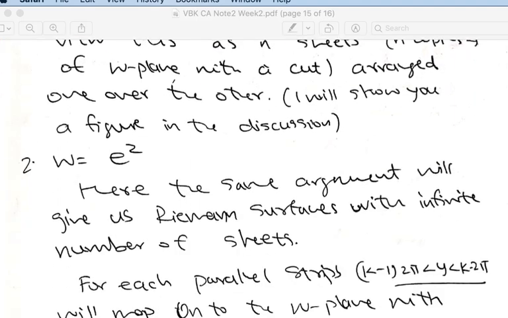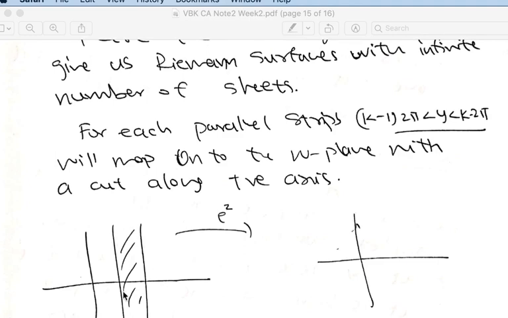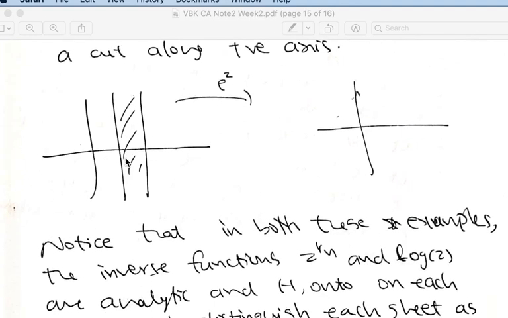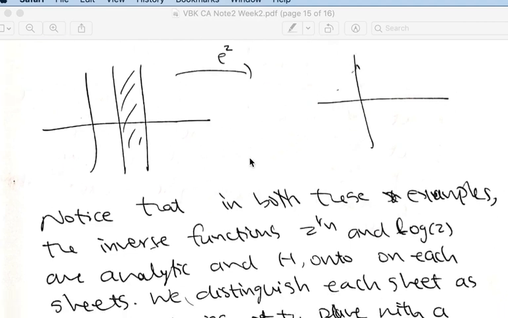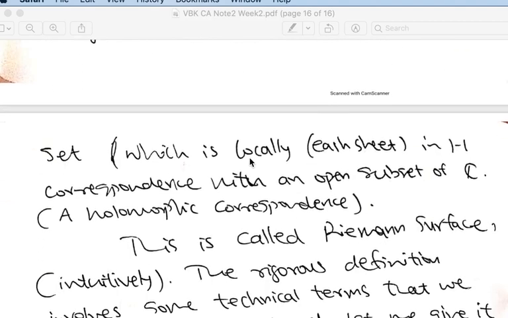If you work with w equals e raised to z, you can see that this infinite strip will be mapped onto one complex plane with again the positive real axis removed via e raised to z. So you will have infinitely many strips. So log z or exponential z will have infinitely many sheets, and you have the corresponding Riemann surface.